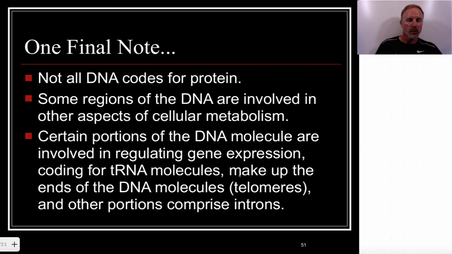Okay, so one of the final notes here, just remember that not all DNA codes for proteins. Some regions of DNA are involved in other aspects of metabolism, regulating things, turning on and off genes, etc. And certain portions of that DNA, again, code for transfer RNA molecules, of course. The ends of DNA, of course, are called telomeres. Some of the DNA is intronic. Some of it comes from viruses, and it's just been incorporated over the millennia, etc. So not all DNA codes for protein. It's important to remember those types of things, and also remember a couple of examples of DNA that doesn't code for protein, such as the ones I've given here.